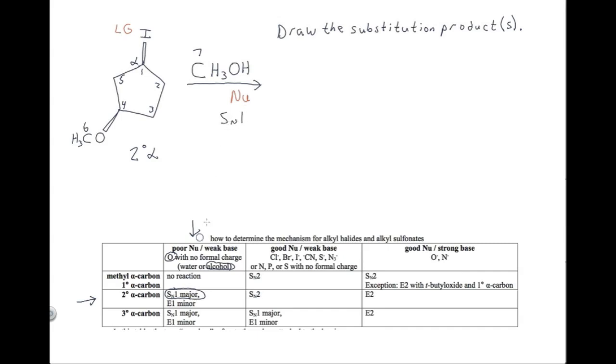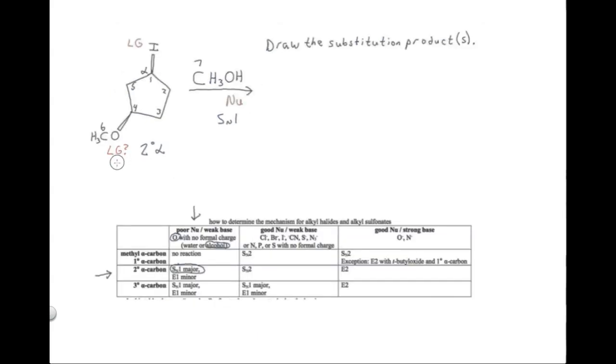E1 would be minor, but the problem said to draw the substitution products. Remember that the S in SN1 stands for substitution. The E in E1 stands for elimination. So the substitution product would come from SN1 here.